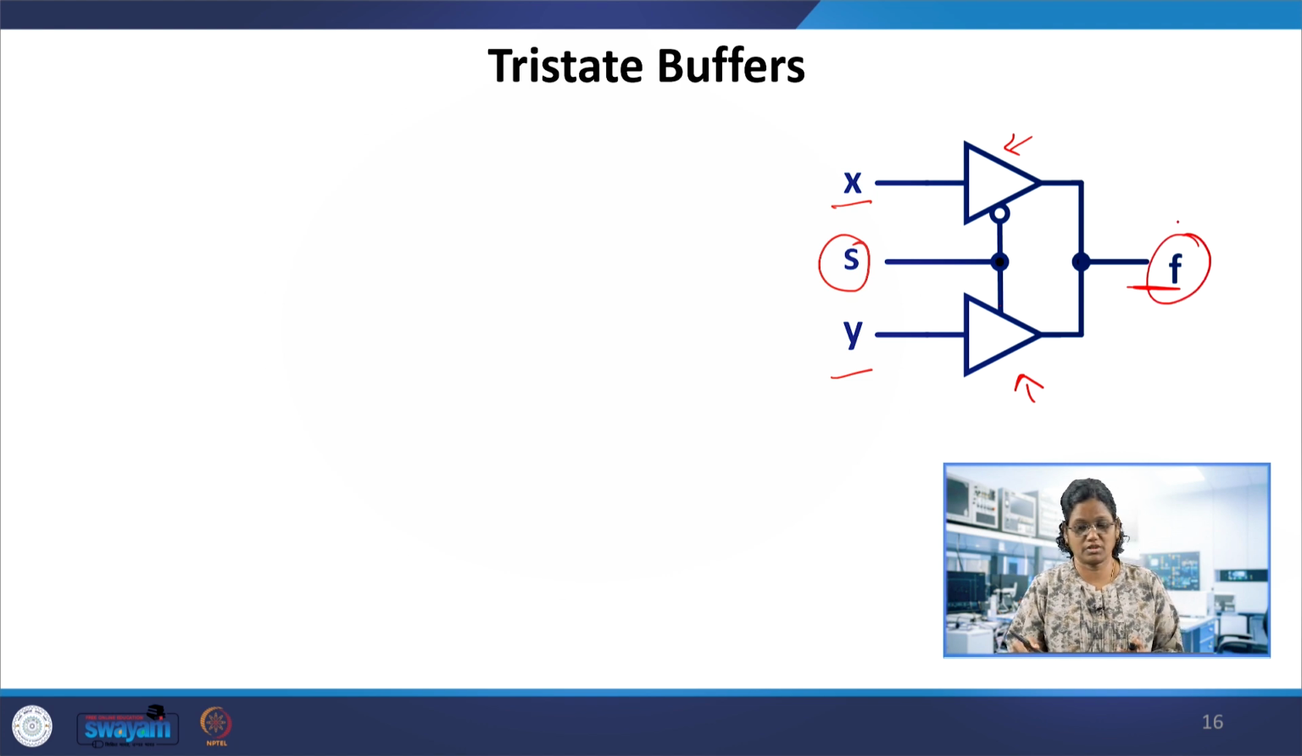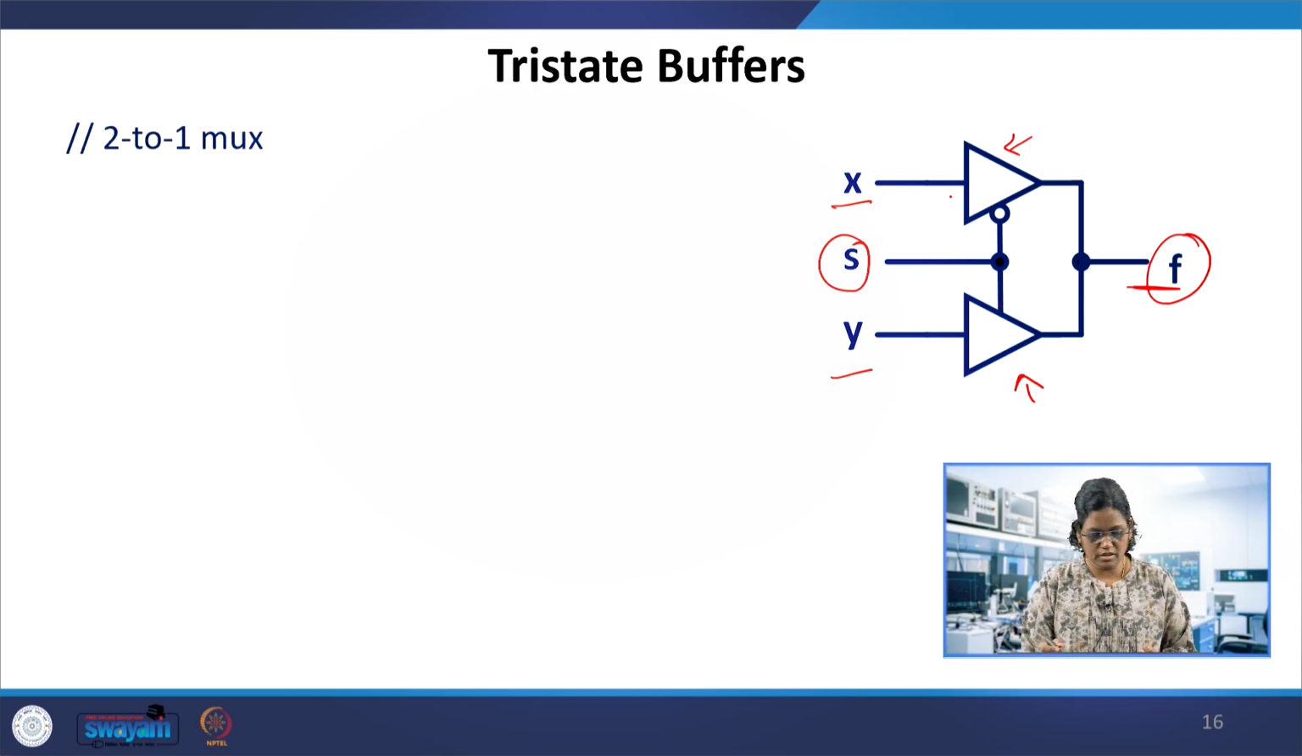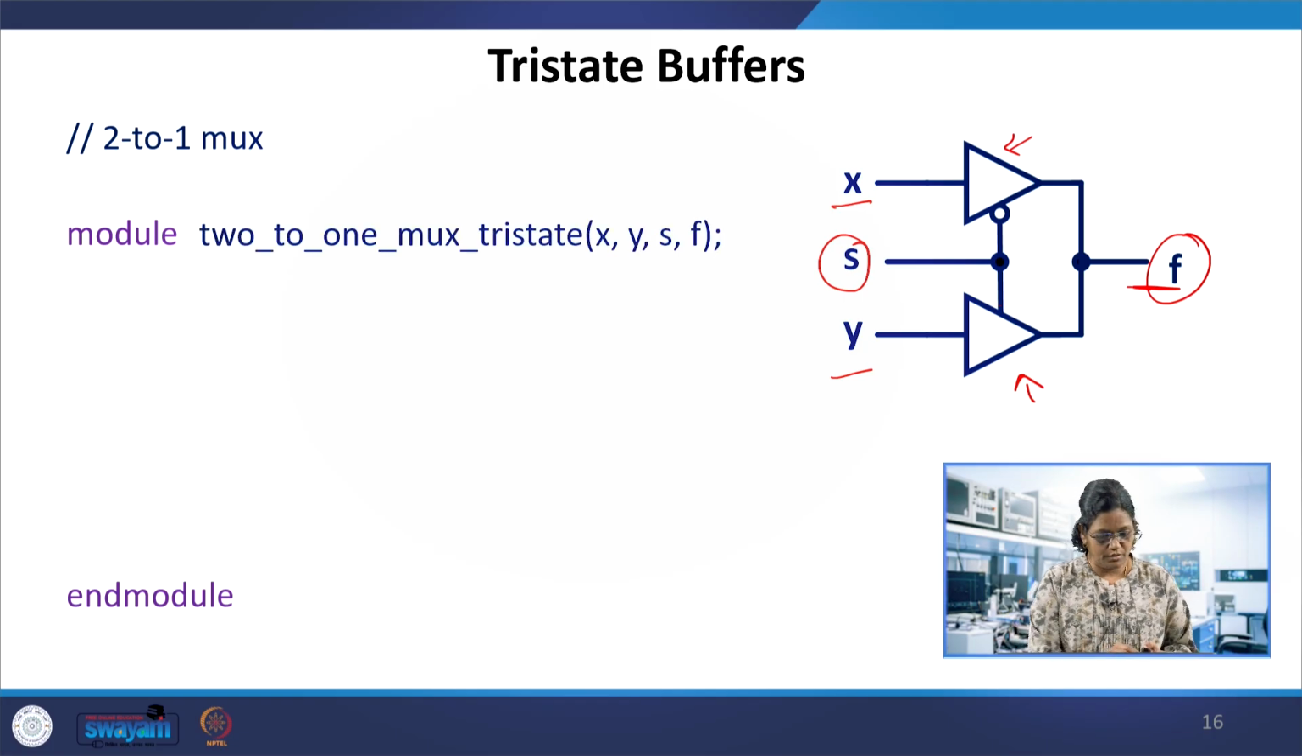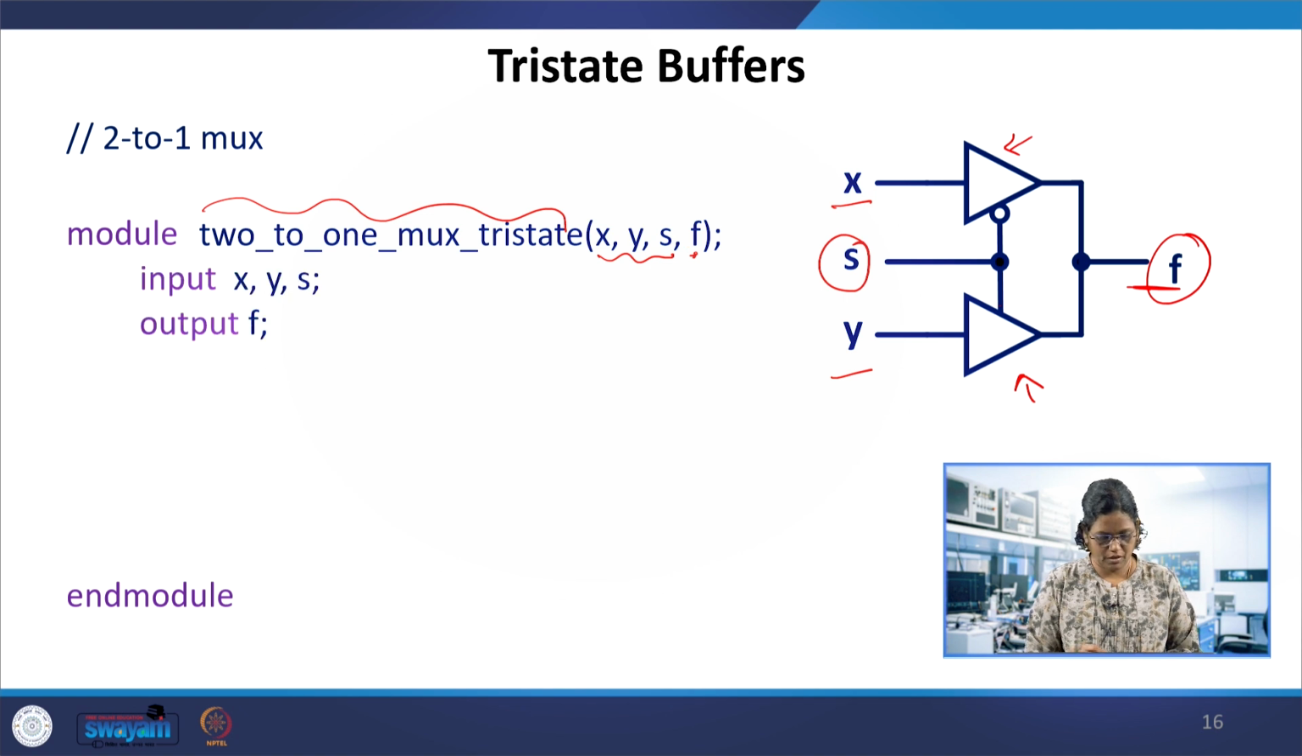For a multiple driver signal, let us see in the Verilog code what we have to change, what the declaration is, and how this F needs to be declared. So, the 2 to 1 mux module: we have this 2 to 1 mux tri-state, it's a big module name, and the inputs are x, y and s, output is F. So declared input x, y, s and output F is good so far. This input and output declaration can go here as well.